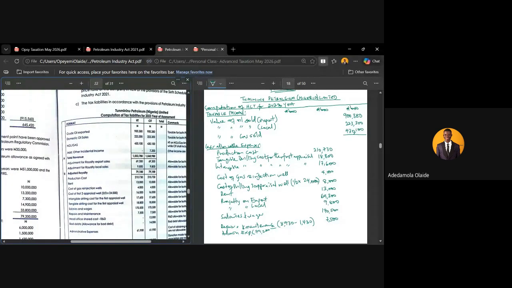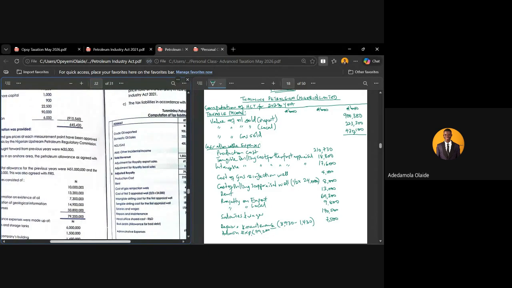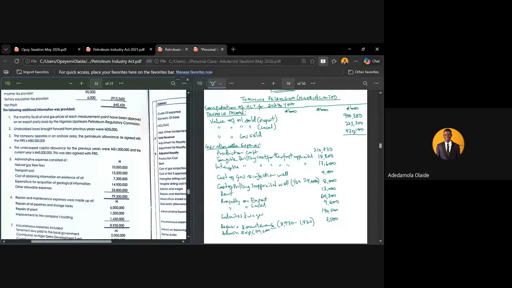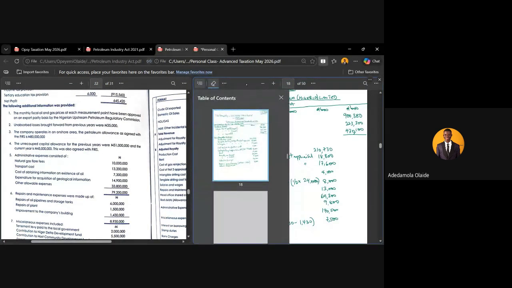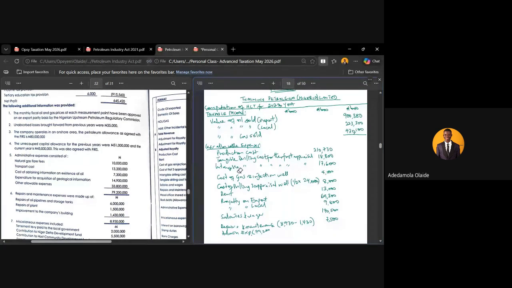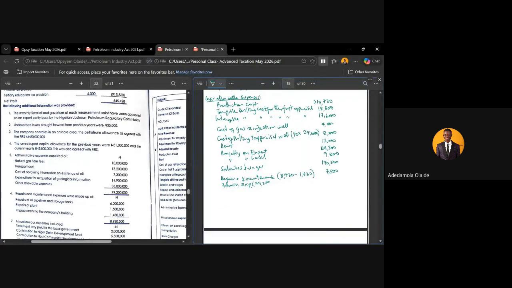The admin expense we have, what is the additional information on it? We're told that natural gas flare fee will be disallowable automatically. Clearing that, 10 million. We have 79 minus cost of gas flaring, 10,000.